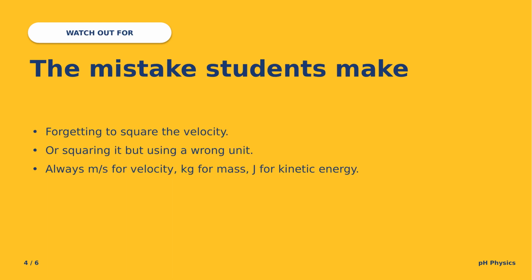Common slip: forgetting to square the velocity, or squaring it but using the wrong unit. Always meters per second for velocity, kilogram for mass, J or joules for kinetic energy.